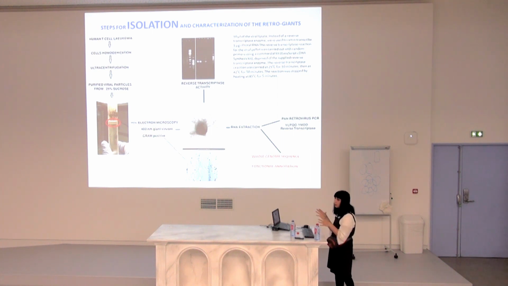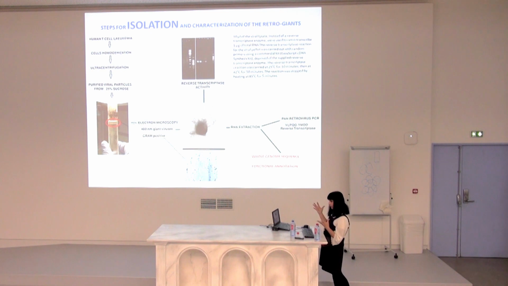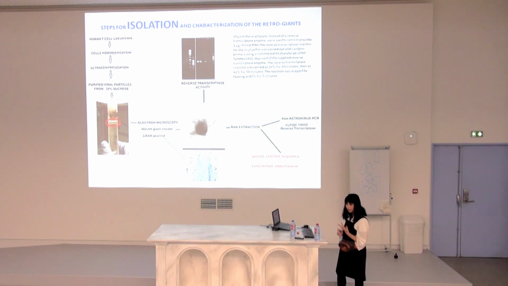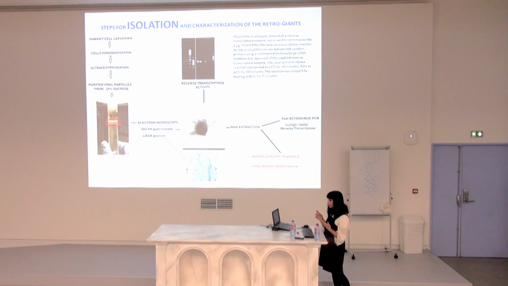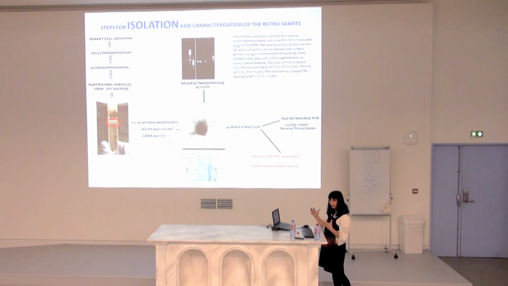In this picture, you can understand that my idea was already clear, because I asked for a gram staining, and I asked for a reverse transcriptase activity. And I asked to amplify this fragment of the reverse transcriptase. It was clear enough to me, okay, that the giant could have something to do with retrovirus.